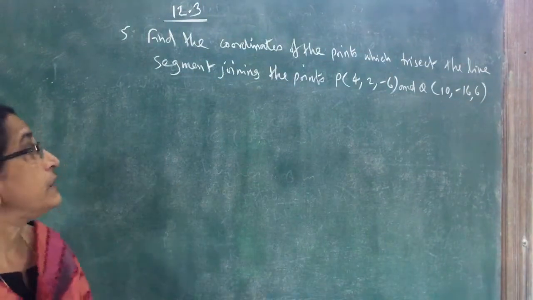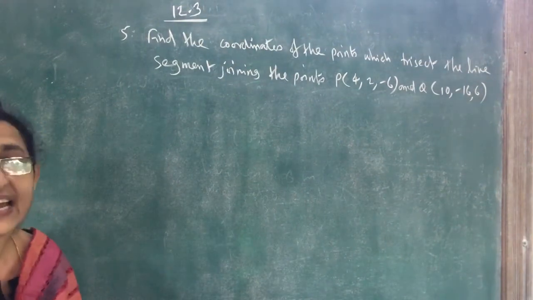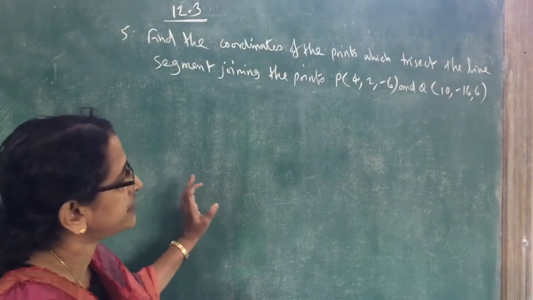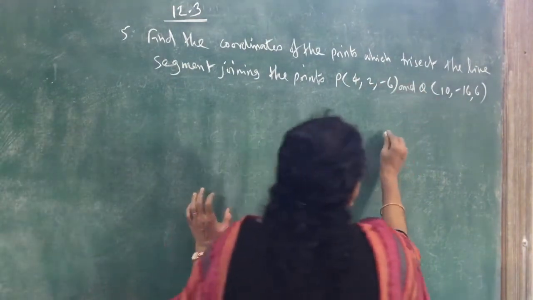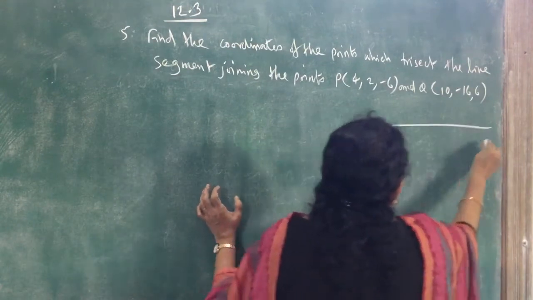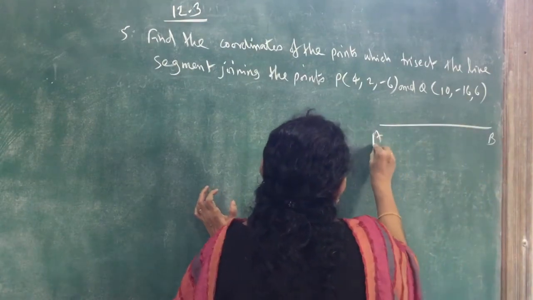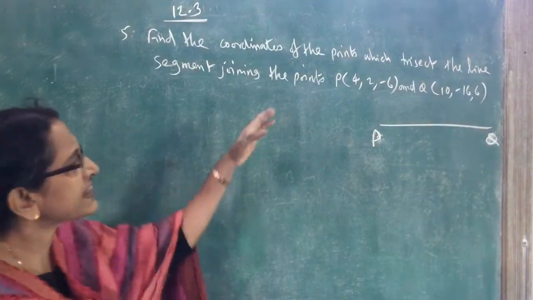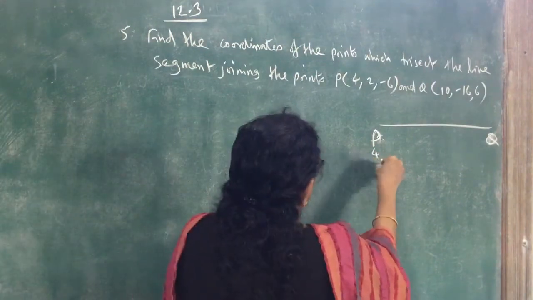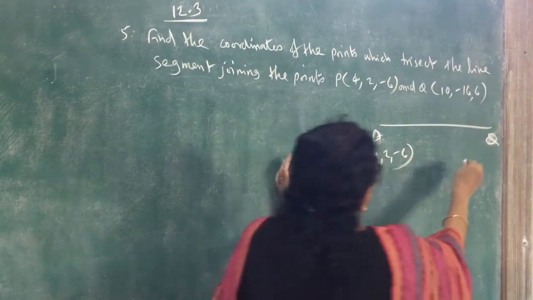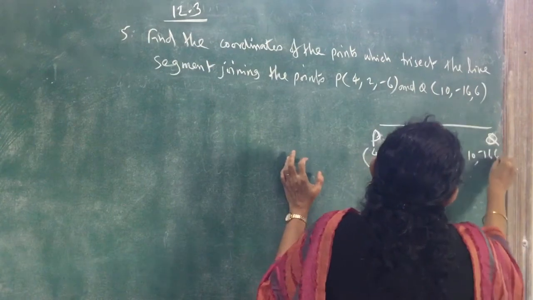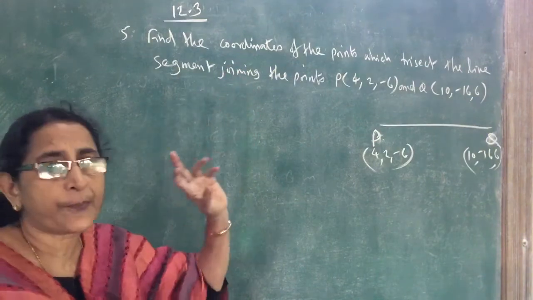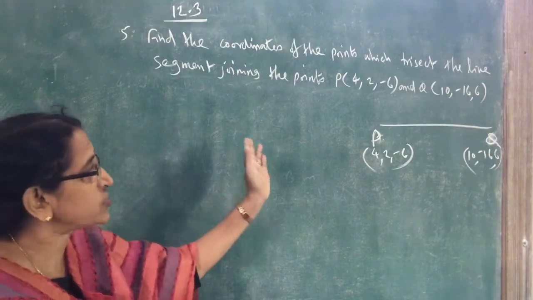12.3, fifth one. Find the coordinates of the points which trisect the line segment joining the points P(4, 2, -6) and Q(10, -16, 6). So P and Q are the given points, P(4, 2, -6) and Q(10, -16, 6). We have to find the coordinates of the points which trisect the line segment joining P and Q.